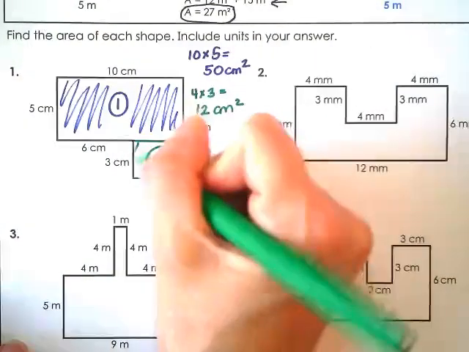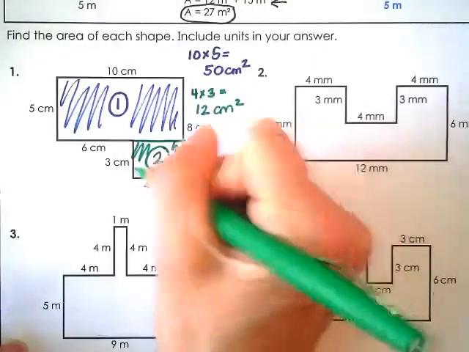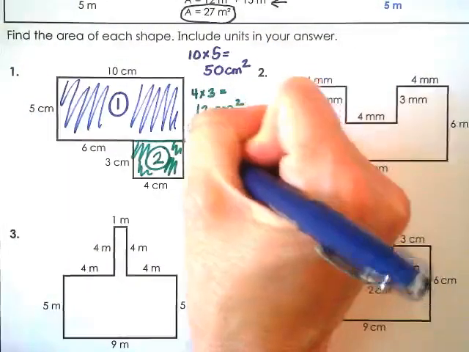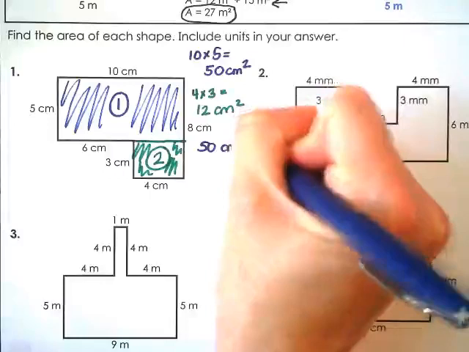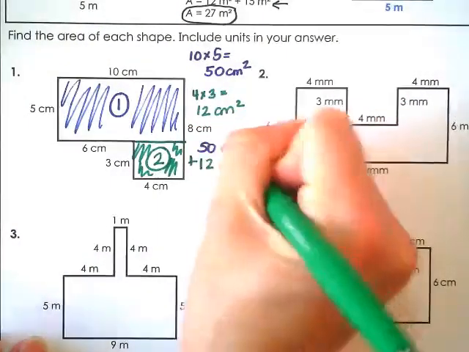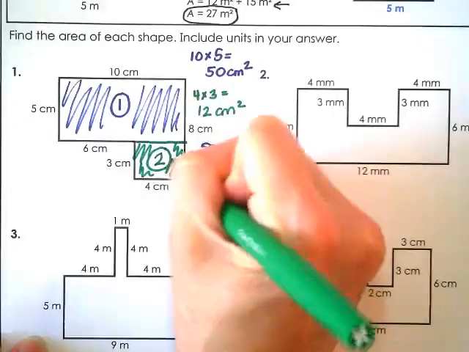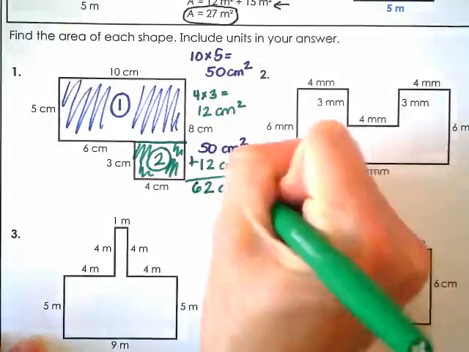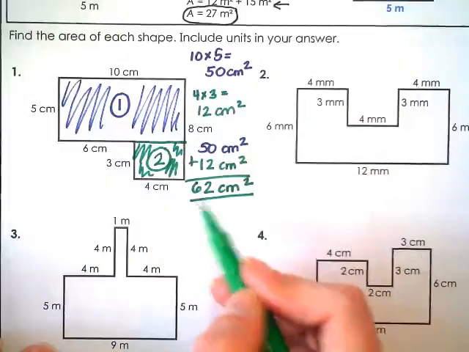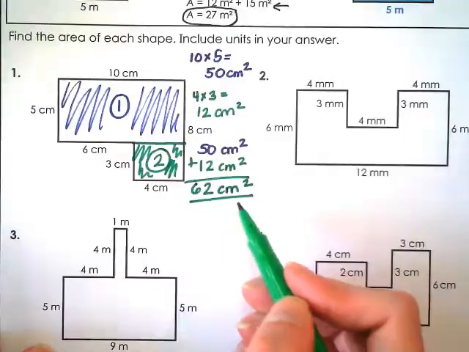Now to figure out, so that was the area of this in green. Now to figure out the total area of this, I am going to add, and I'm going to show you those 50 square centimeters plus the 12 square centimeters and get 62 square centimeters. My total area of this is 62 centimeters squared, 62 square centimeters.